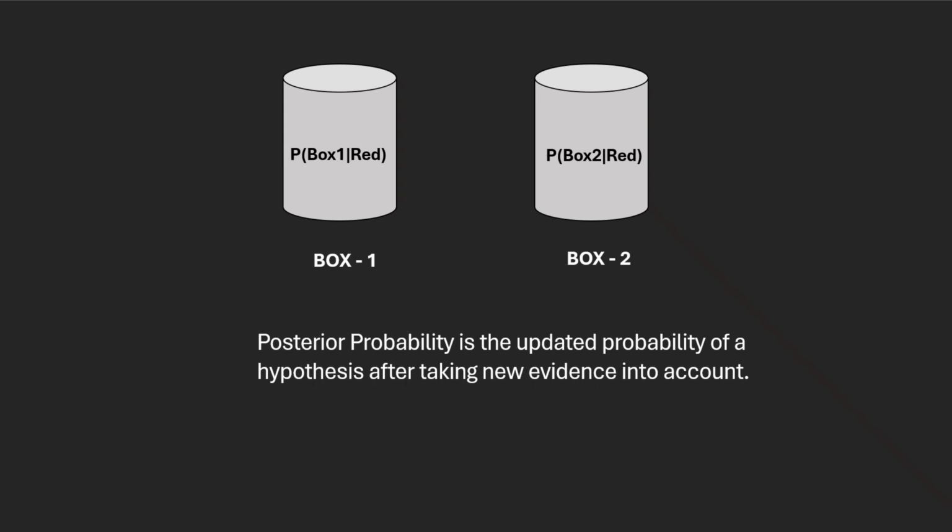So initially, we believed that we have a 50-50 chance for each box. Later, we saw the red color ball and we looked into each box and found out that box 2 is having more red color balls. Now, we think that box 2 has more chance and box 1 has less chance. Now, we will calculate these values.